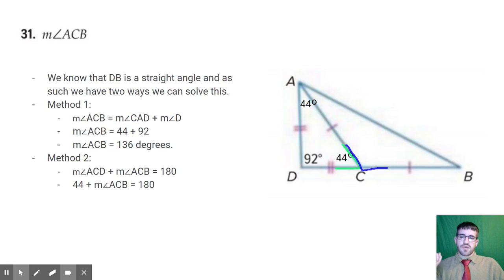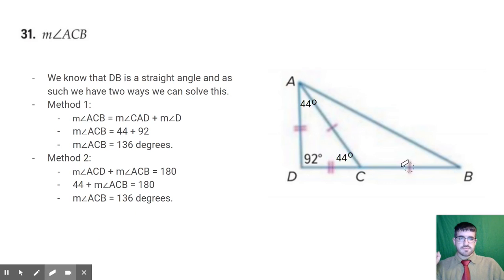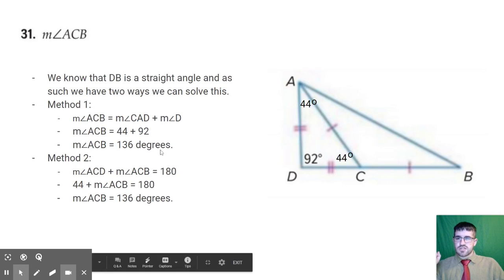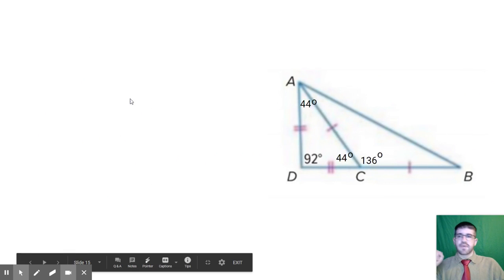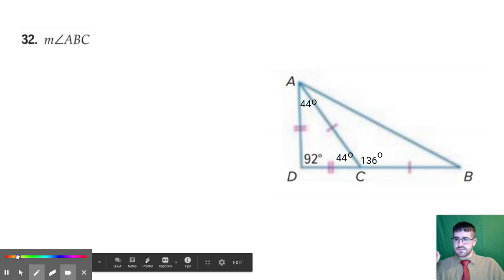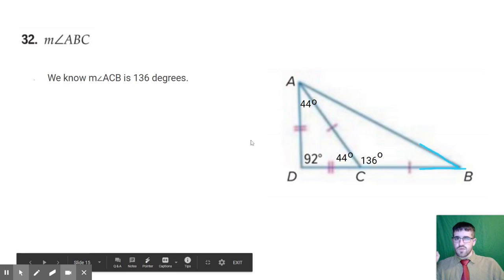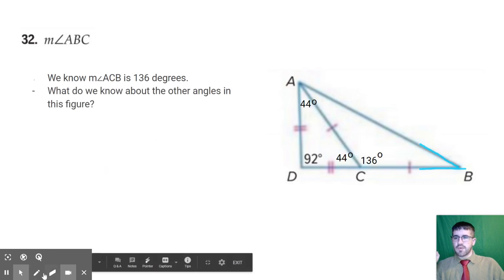But no matter which way you do it, you're going to get the measure of angle ACB is 136 degrees. So then we move on, we write 136, and we go on to our last question using this triangle. We want to find the measure of angle ABC. So angle ABC right here. Well, we know that angle ACB is 136 degrees. And what do you know about the other angles in this figure? Take a look at the triangle here.